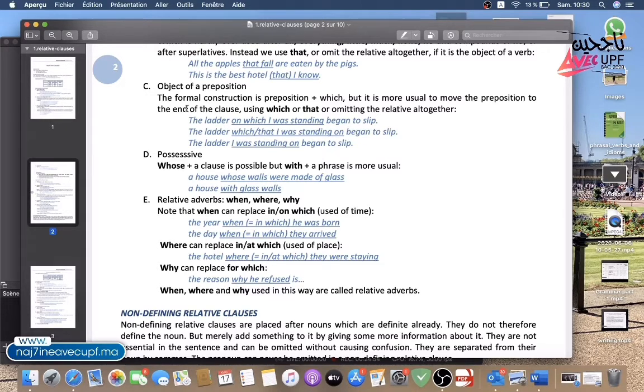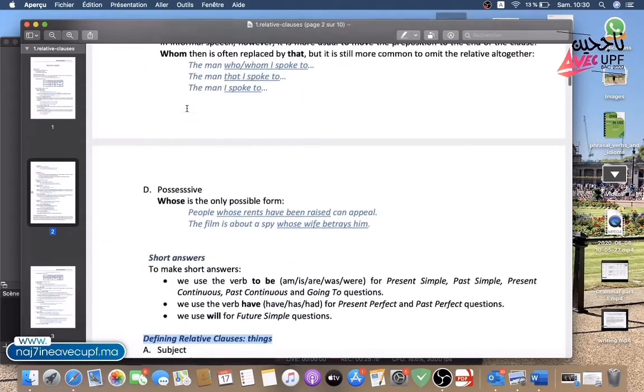We have when, where, why. Know that when can replace in which or on which. The year when he was born, or in which he was born. The day when he was born. Et ainsi de suite.